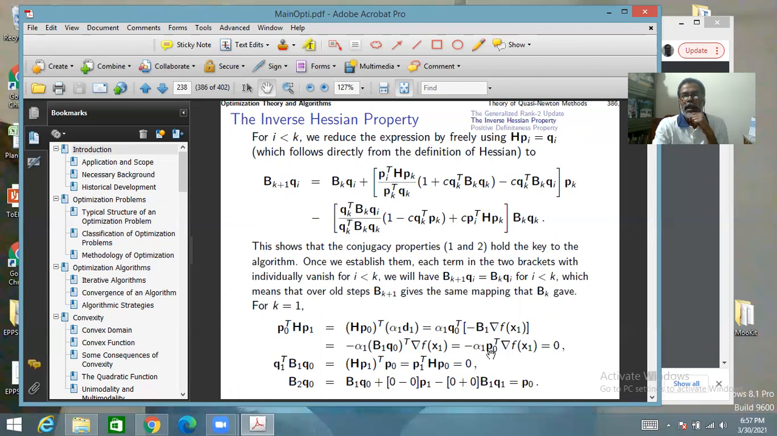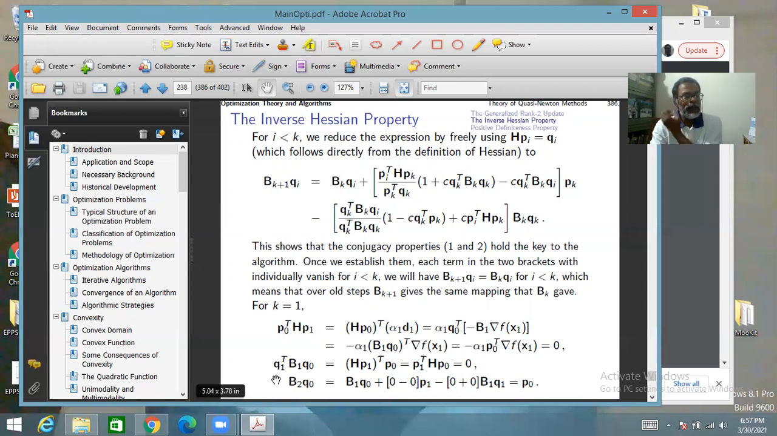And that means that P0 is the step along which a line search has come and converged at x1. So P0 and the gradient at x1 should be orthogonal, and that means this is 0. So this first conjugacy property is established for k equal to 1. For k equal to 1, the second conjugacy property, Q1 transpose B1 Q0.